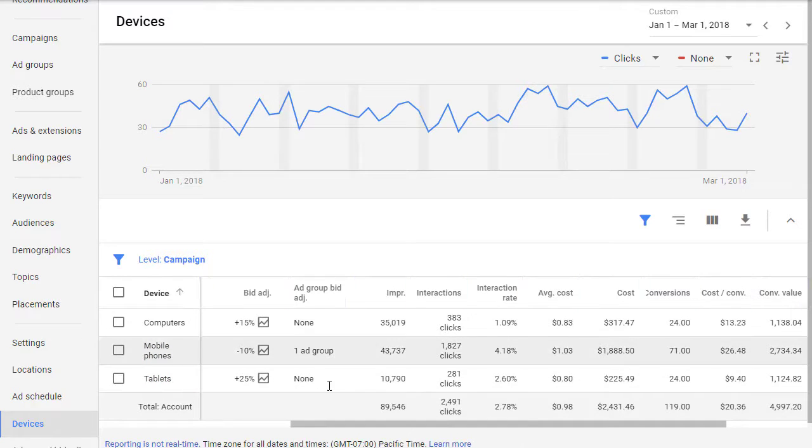Quickly, that's what I would recommend for this account as a whole: 25 for tablets, plus 15 for computers, negative 10 for mobile phones. And that should get us a lot more profitability just by changing the mobile bids. Like I said, you can go into the negative keywords. Another thing I would recommend for this account is segmenting into more than one campaign, because this is going to vary greatly. This account is using just one campaign for all of their different products.